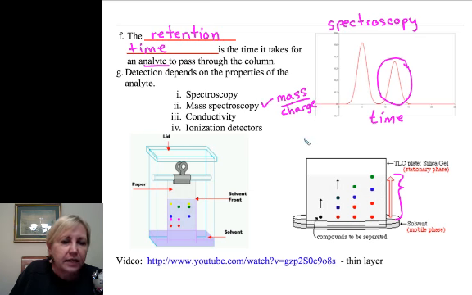It forms ions and then separates those ions based on their mass to charge ratio. Conductivity: if it's ionic, it will conduct, and we can measure that conductivity. Ionization detectors form ions, so it goes through a process where it's bombarded with electrons, forms ions, and then we can detect those ions. So there's a variety of ways to do it. And that's really what I'm after at that stage, is for you to realize that there's a variety of ways we can detect the analyte as it comes off of the column.